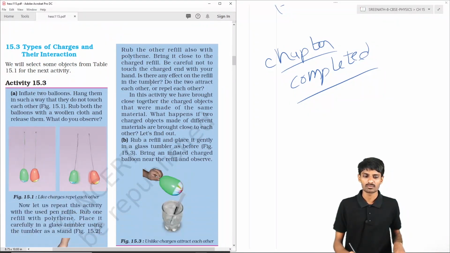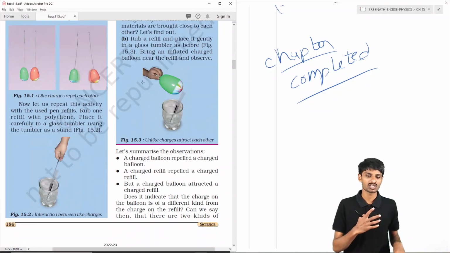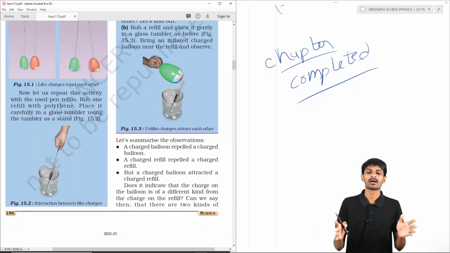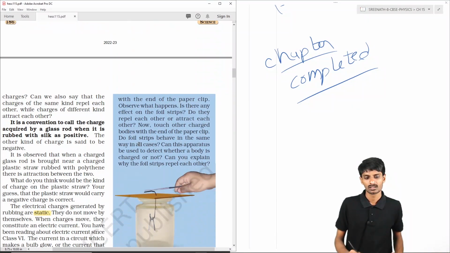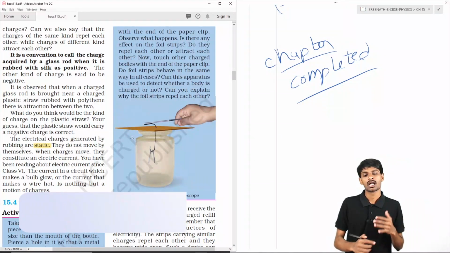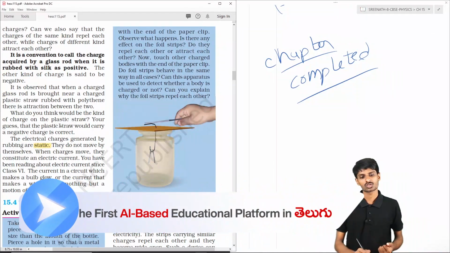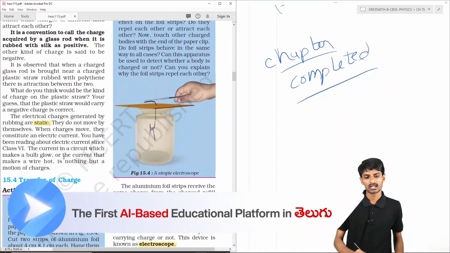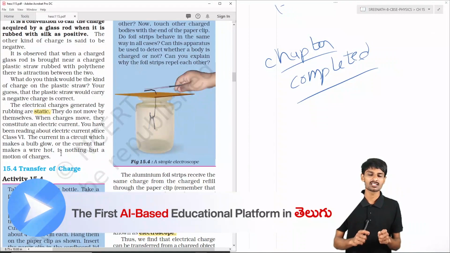And the next thing is types of charges. There are two types of charges: positive charge and negative charge. Like charges repel, unlike charges attract. The convention is that if a glass rod is rubbed with silk, we treat the glass rod as positive and the silk as negative. The charges we generate by rubbing are called static charge.